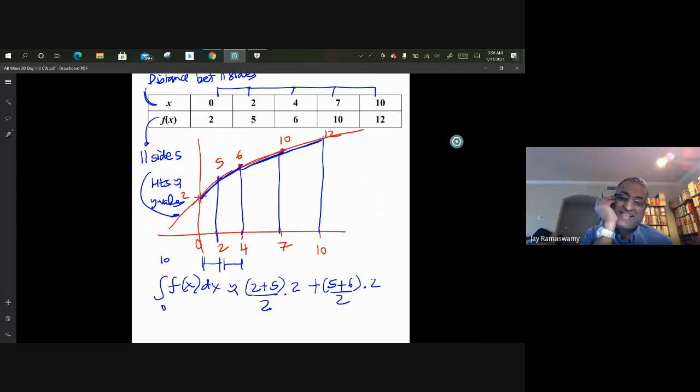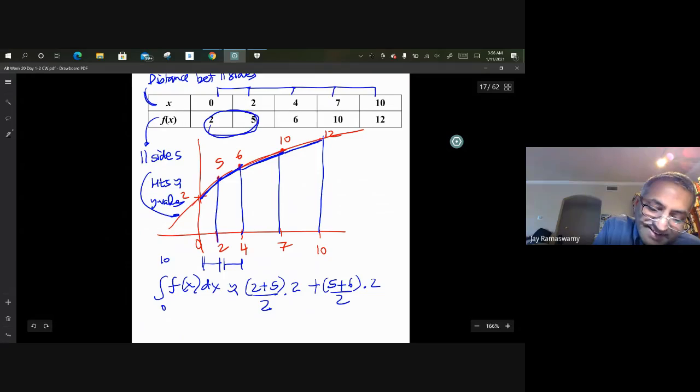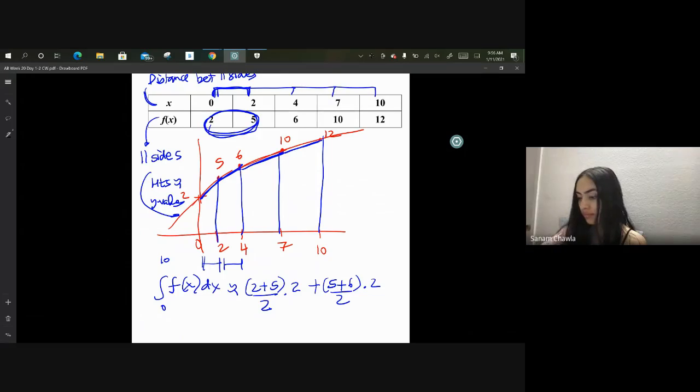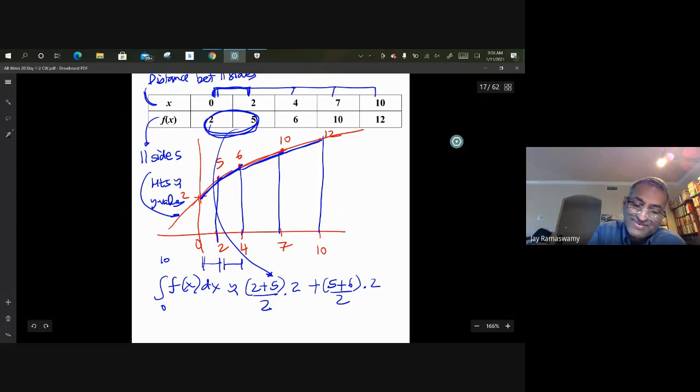Okay, smart kids, now stop. Can we get this information from the table? Look at the table. Is that 2 plus 5 over 2 times 2? Yes. Everybody, look at the table. Again, average of the parallel sides, 2 plus 5 over 2. Next, do we do 5 plus 6 over 2? You see that? And then times 2. Now look at the table alone. Which smart fellow will tell me the next thing?